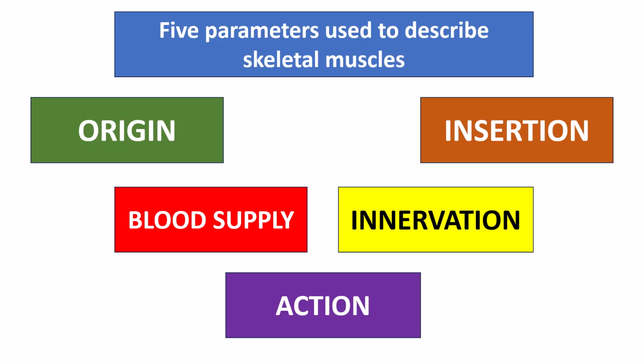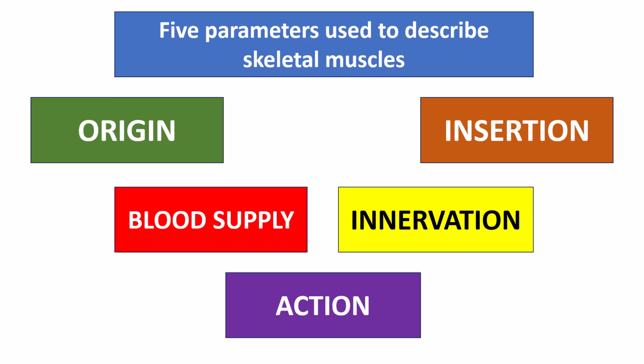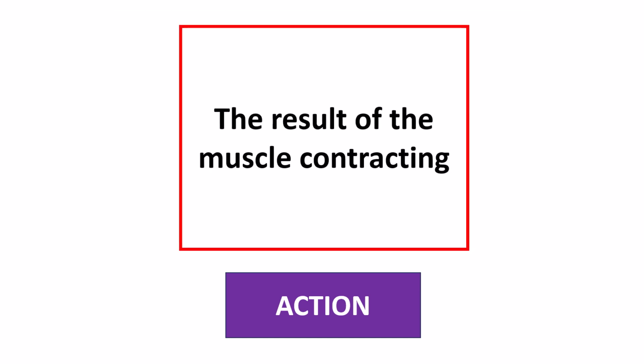Blood supply is self-explanatory and refers to the arterial blood supply of the muscle. Innervation is the nerve that causes the muscle to contract. And action or function is the result of the muscle contracting.